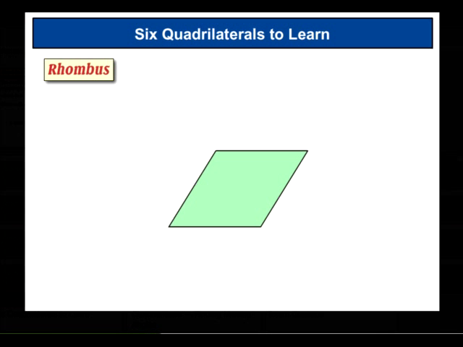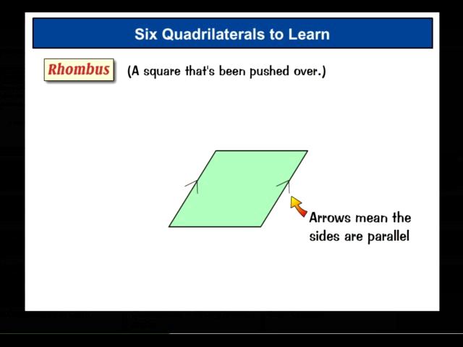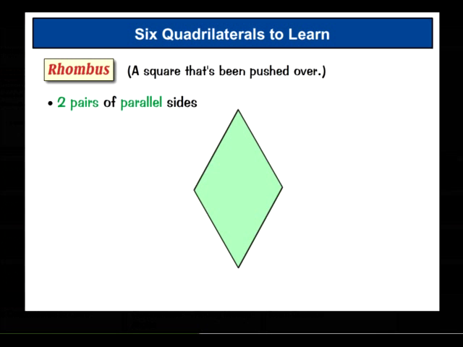Here is a rhombus. It's just a square that's been pushed over. These arrows here mean that the sides are parallel. This just means that they face the same way. So this side and this side are parallel, and, as you see with these arrows, this side and this side are parallel. So it has 2 pairs of parallel sides. If I spin it round like this, you'll see why it's also called a diamond.